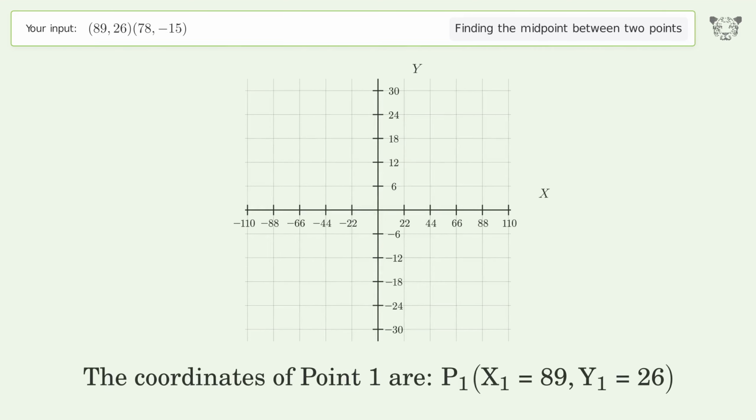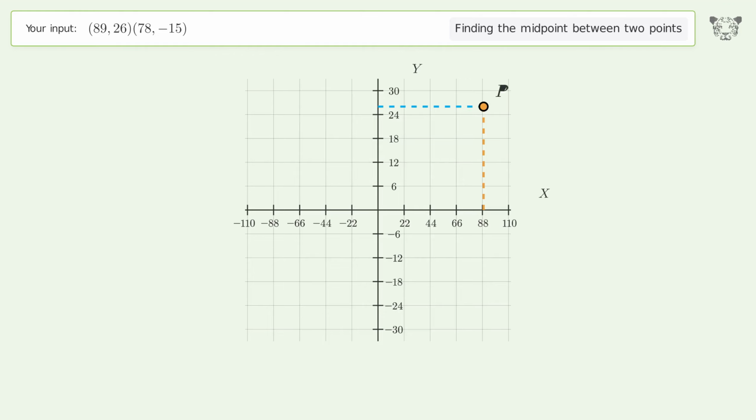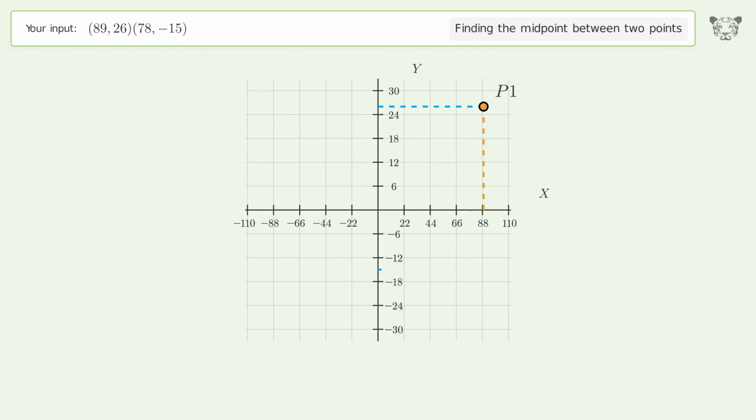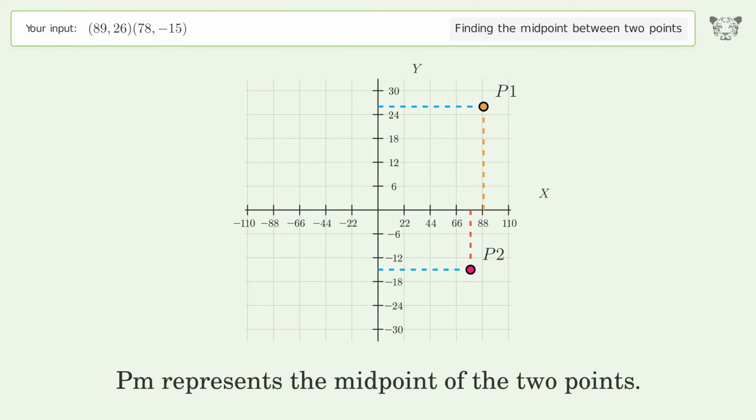The coordinates of point 1 are x1 equals 89, y1 equals 26. The coordinates of point 2 are x2 equals 78, y2 equals -15. PM represents the midpoint of the 2 points.